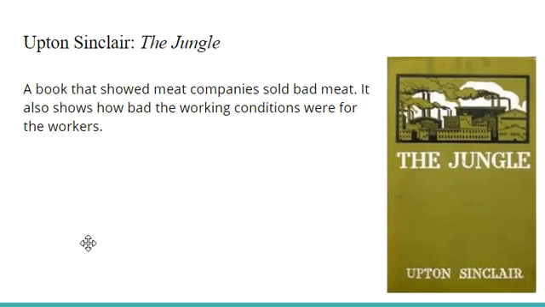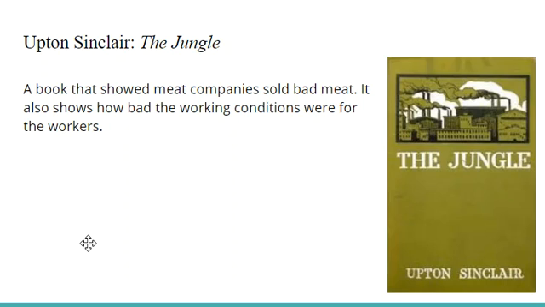And the last one is Upton Sinclair, and he wrote a book called The Jungle. And this is a book that showed meat companies sold bad meat. It also shows how bad working conditions were for the workers. So this one was very, very important because people just went to the grocery store and bought meat and nobody ever checked it. But companies were throwing rats in it. There's stories of people's hands getting cut off and they would just throw it in the meat.